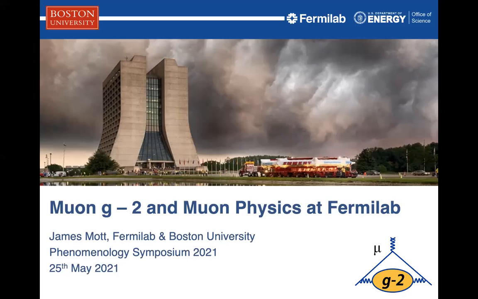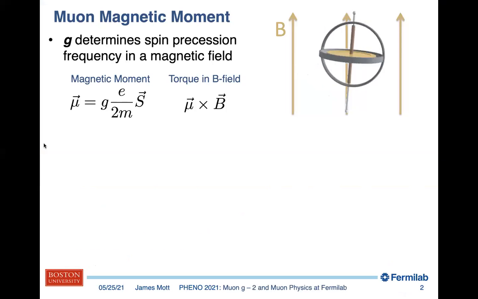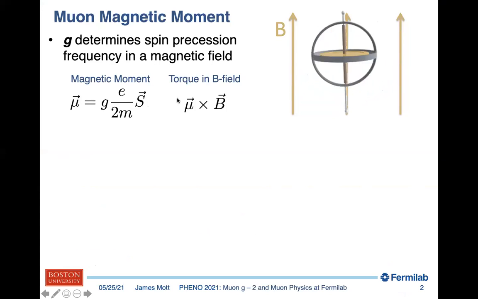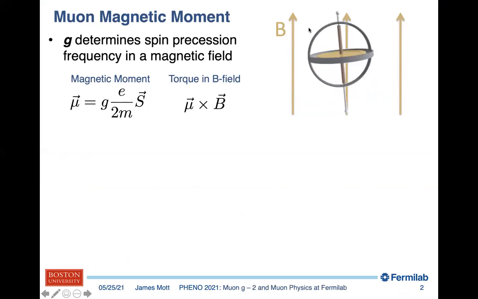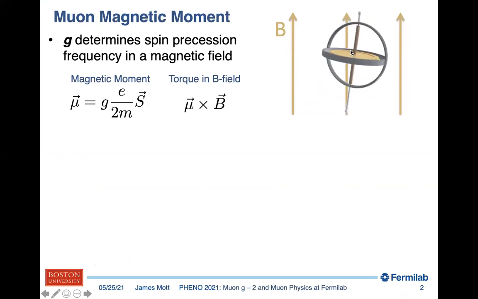So we'll just start off by asking: what is the g in g-2? Well, it determines the spin precession frequency in a magnetic field. So it basically couples the magnetic moment to the spin. If you put this magnetic moment inside a magnetic field, you're going to have some torque, and it's going to cause the spin to precess around, like this cartoon of a top here.